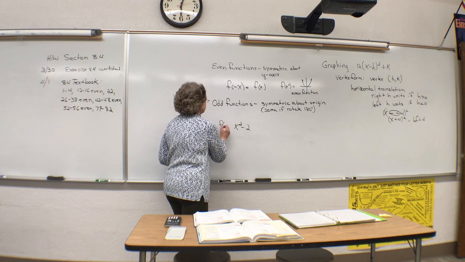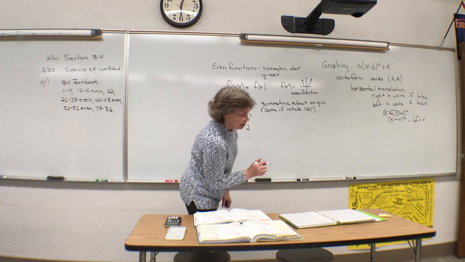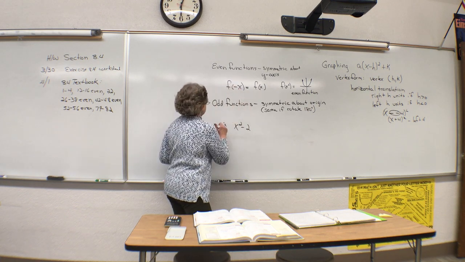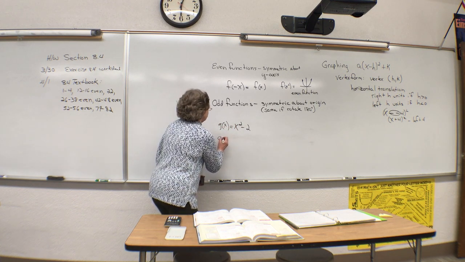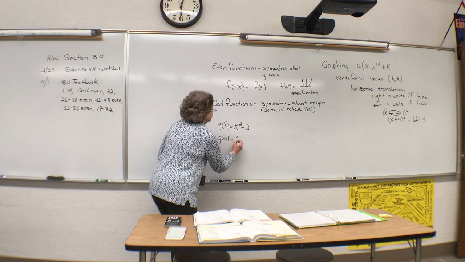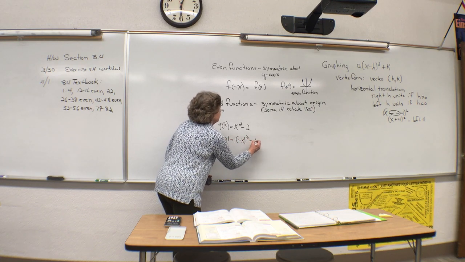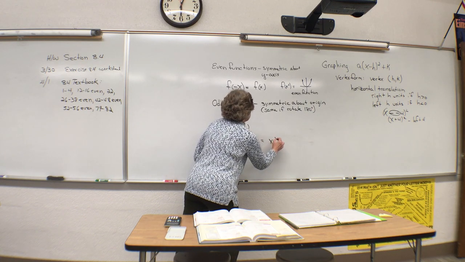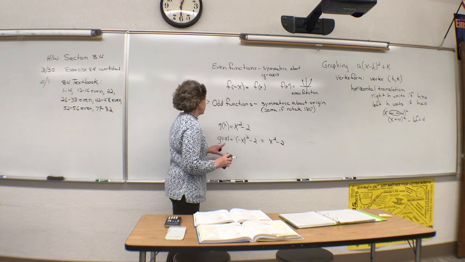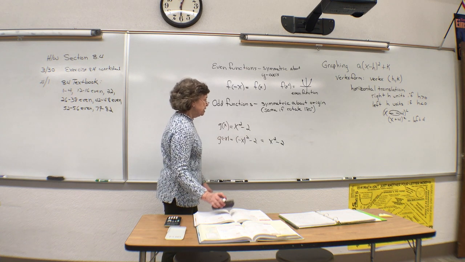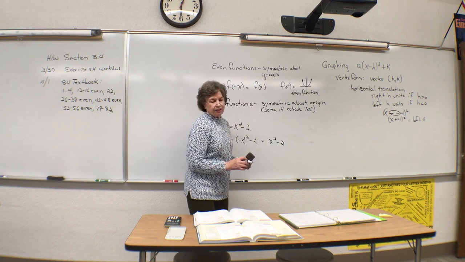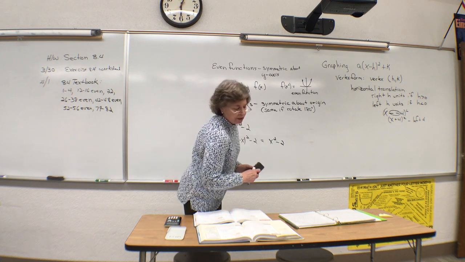If I look at part B, x squared minus 2, for that same example, that's f of x, or g of x, and they called it g of x. I want to see what happens, so g of negative x is going to be negative x squared minus 2, and when I simplify, that is x squared minus 2. So did g of negative x look like g of x? Yes, it did. And so this is an even function for example B.